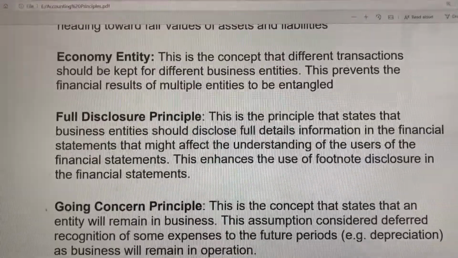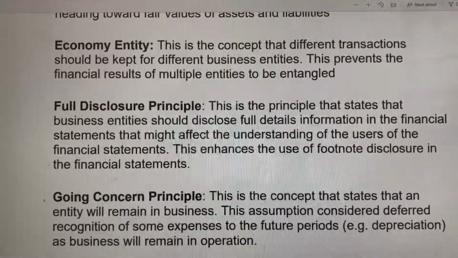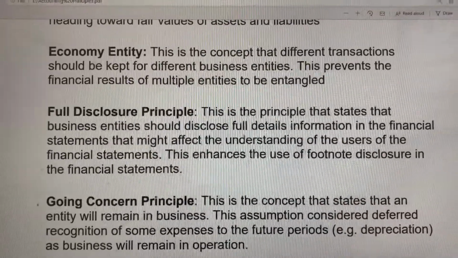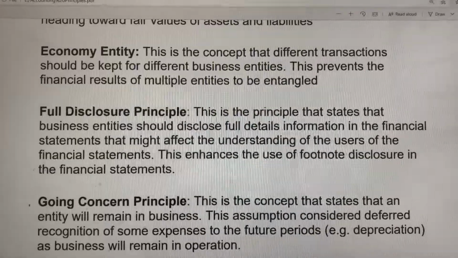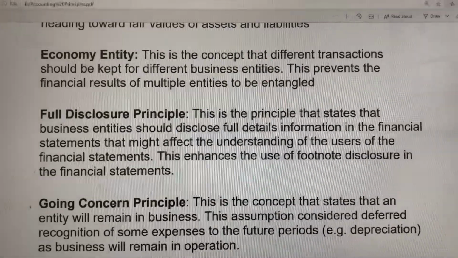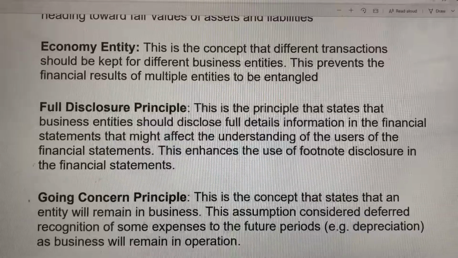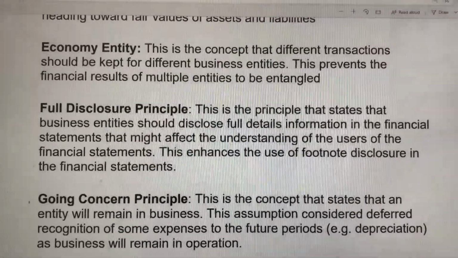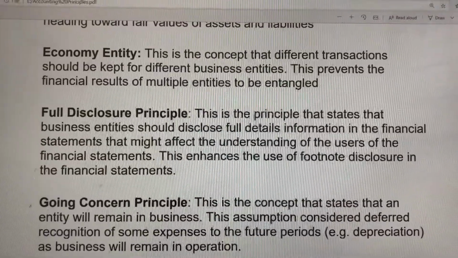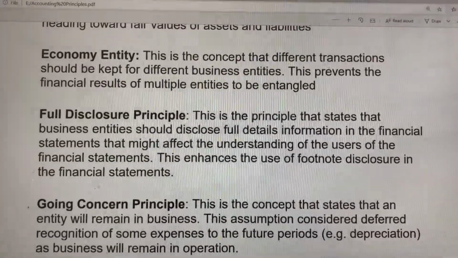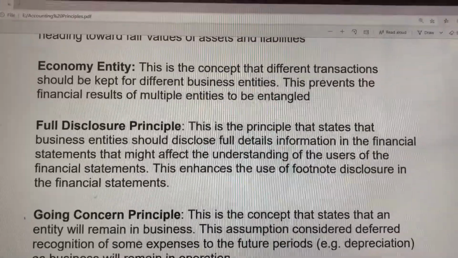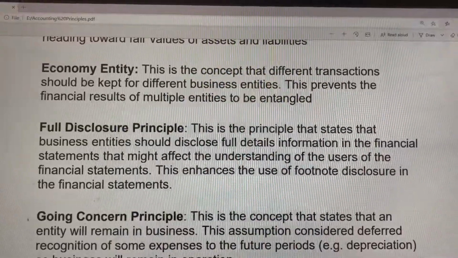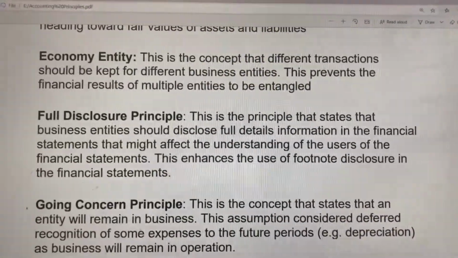This is the concept that different transactions should be recorded for different entities. This prevents the financial results of multiple entities from being entangled. Then the full disclosure principle. This is the principle that states that a business should disclose full details of all the information in the financial statements. We should not omit any information. We should disclose all details for the benefit of the user.